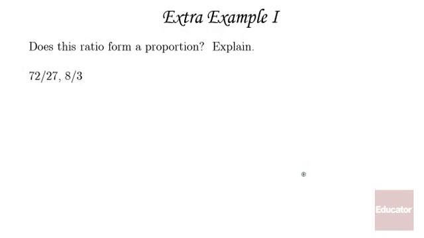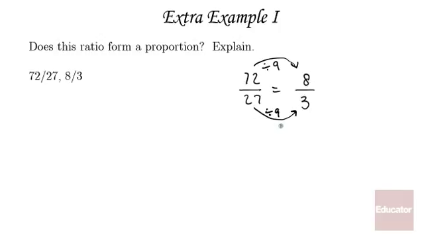Does this ratio form a proportion? Explain. 72 over 27 equals 8 over 3. Well, to go from 72 to 8, I would divide by 9. So then let's try dividing by 9 on the bottom and see if we get the same. 72 divided by 9 is 8, yes. 27 divided by 9 is 3, yes. So does this ratio form a proportion?